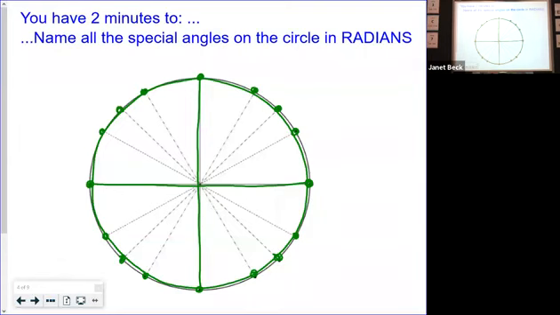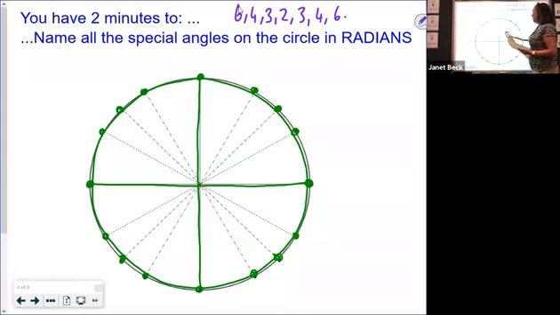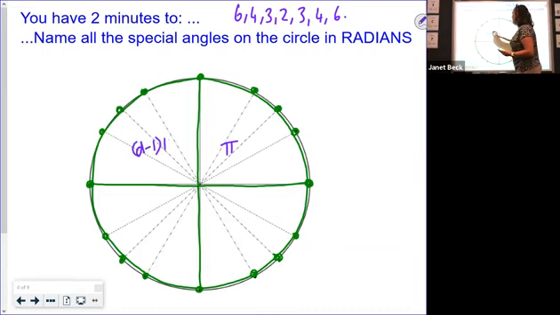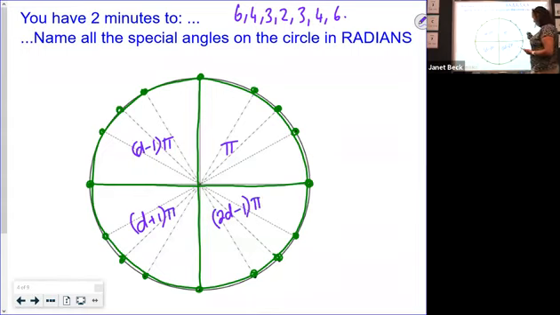Let's talk you through how to do it quickly, and then I'm actually going to time myself. We'll see how I do. Okay. Now, what you need to remember is the denominators go 6, 4, 3, 2, 3, 4, 6, and your numerators in this quadrant are just pi. In this quadrant, the denominator minus 1 times pi. This one, the denominator plus 1 times pi. And in this one, 2 times the denominator minus 1 times pi. And you need to be able to do that quickly.